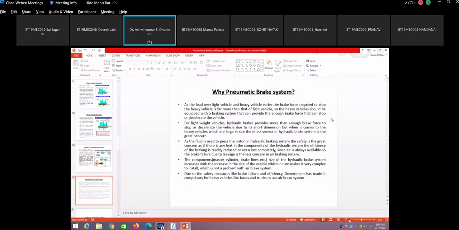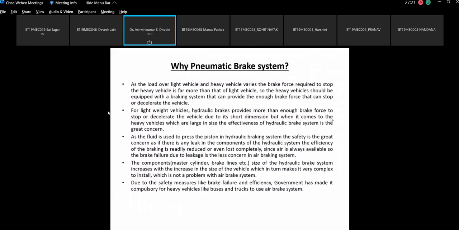So this is the slide which will give you the idea. See, if you read this, it says: why pneumatic brake system. As the load over light vehicle and heavy vehicle varies, the brake force required to stop the heavy vehicle is far more than light vehicle. So the heavy vehicles should be equipped with a braking system that can provide enough brake force to stop or decelerate the vehicle. So this is the first point. Whether it is hydraulic or pneumatic brakes, this has to be made, to decelerate or stop the vehicle.